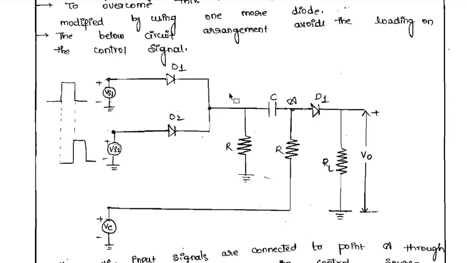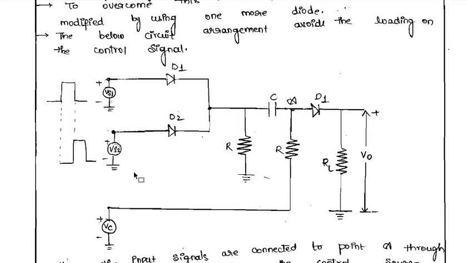So your input sources will be connected at point A, and your diode or the control signal is also connected at the point A, due to which you will be avoiding the interference as well as the loading on this particular part. Okay, so this was about your unidirectional diode gates to accommodate more than one input signal.